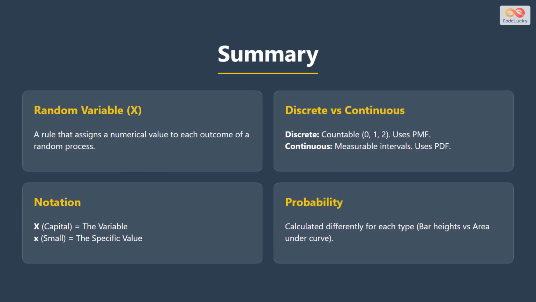To wrap up, remember that a random variable translates real-world outcomes into numbers. If you count the values, it is discrete. If you measure them, it is continuous. Understanding this distinction is the first step to mastering statistics.